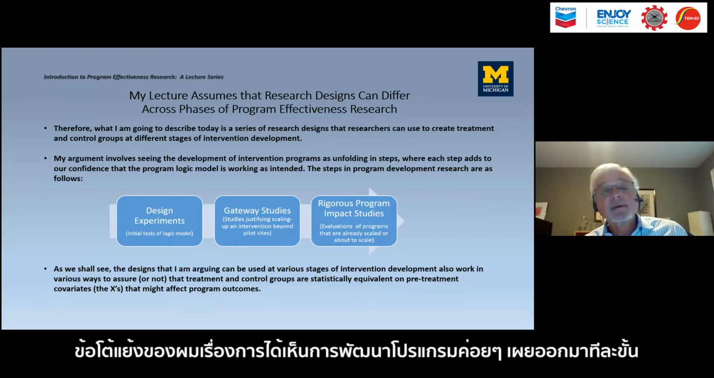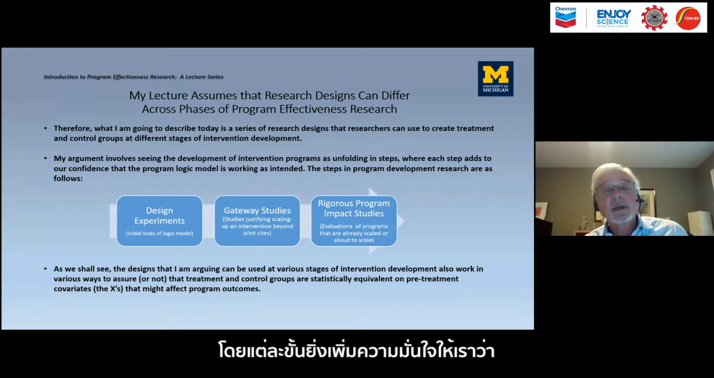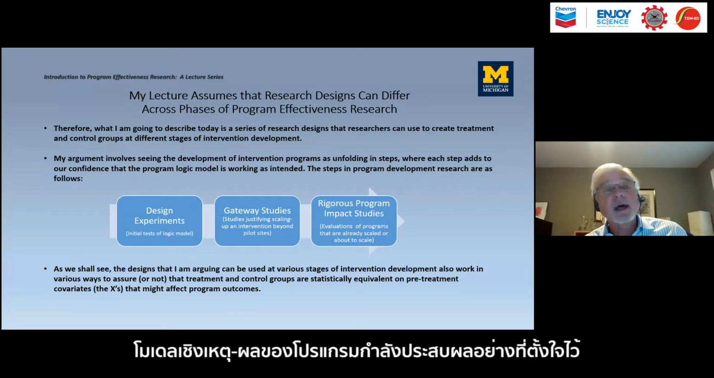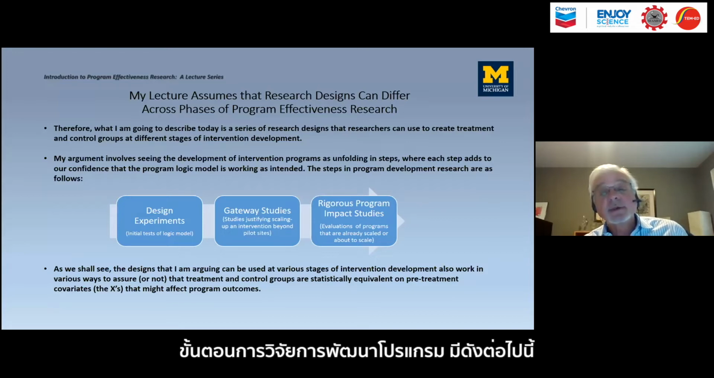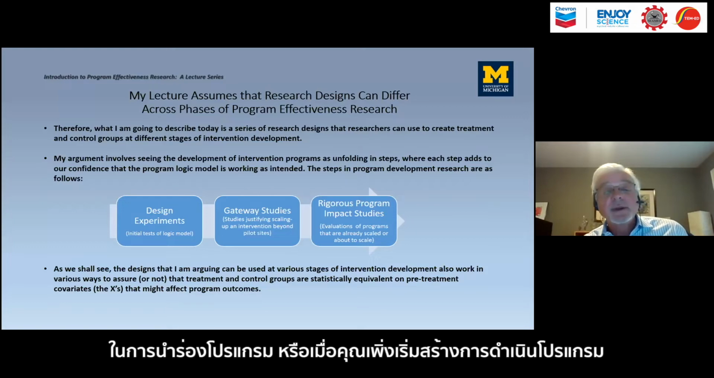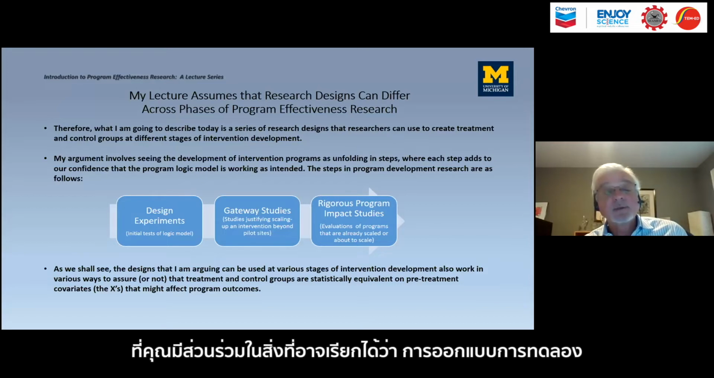So my argument involves seeing the development of intervention programs as unfolding in steps, where each step adds to our confidence that the program logic model is working as intended. And the steps in program development research are as follows. In pilot sites, or when you are just beginning to create an intervention, we engage in what might be called design experiments.